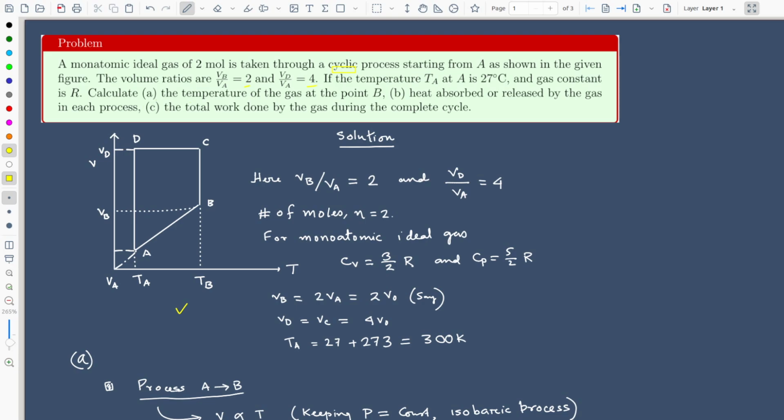Calculate A, the temperature of the gas at the point B, and B, heat absorbed or released by the gas in each process, and the total work done by the gas during the complete cycle.